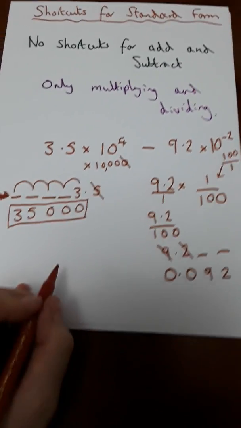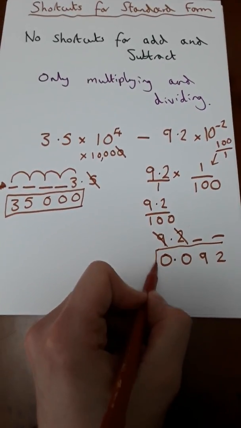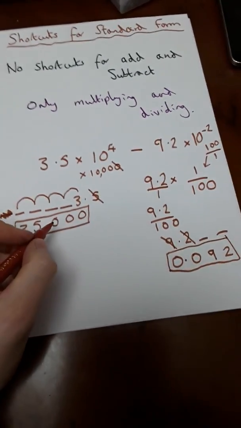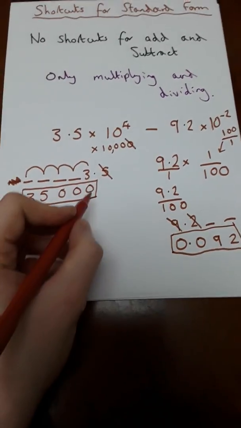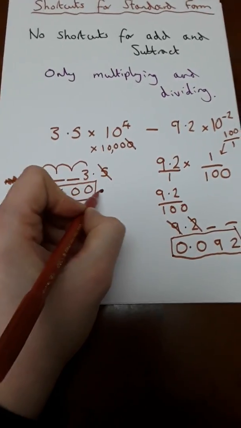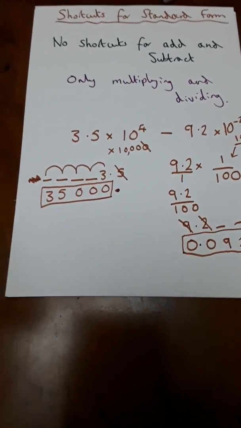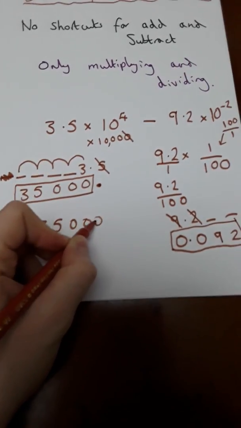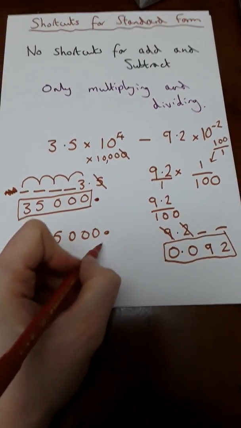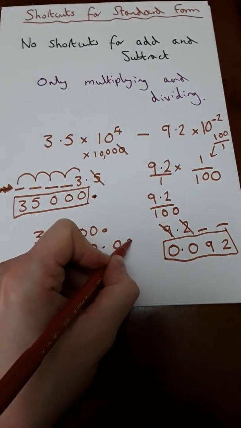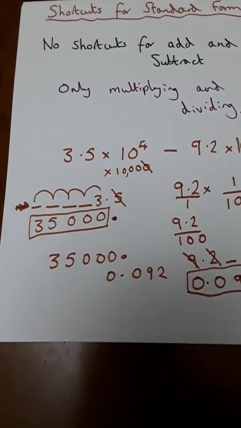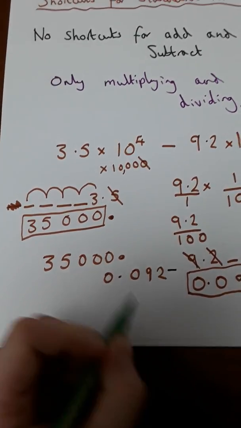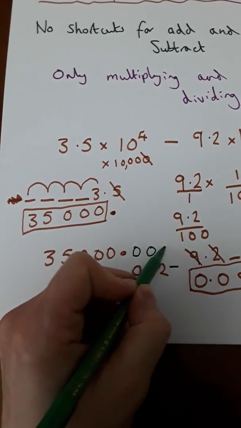So now our actual sum that we're going to work out is 35,000 minus 0.092. Now, because we've got a decimal, the first thing I would do is put a decimal place in our whole number, because that will help us line everything up. So I've got 35000 point, and then I've got 0.092. Now notice that I've got blanks here, and that's not very helpful if we're taking away. So what I'm going to do is put zeros in their place.